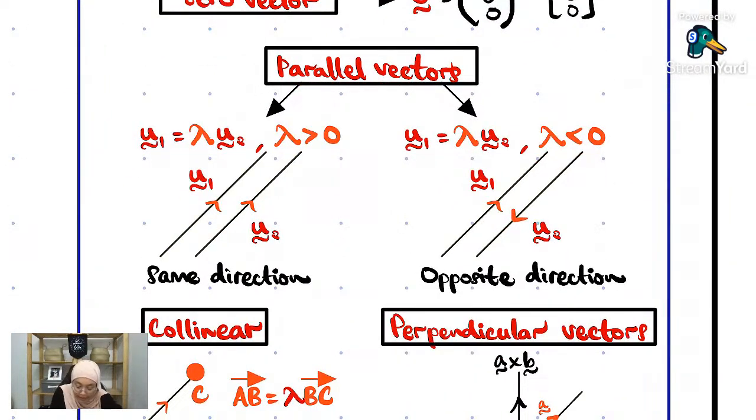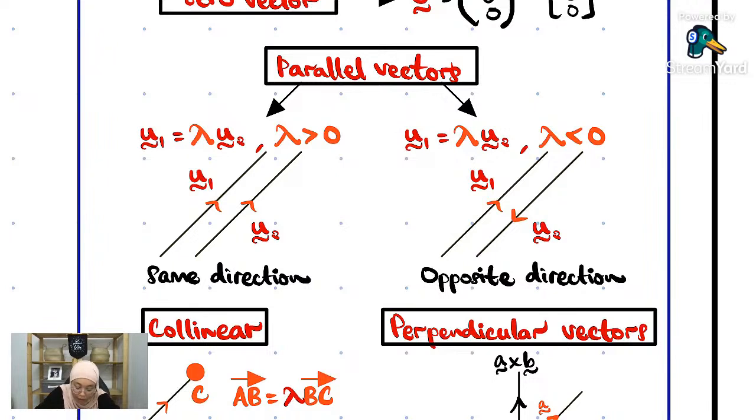So parallel vectors are like this: we call them vectors with the same direction, or we have an opposite direction, which is one going up and one going down. Okay, vectors always have direction, not just magnitude.